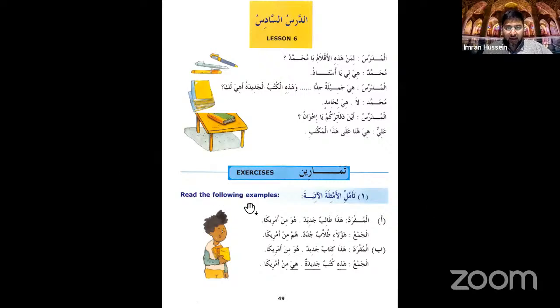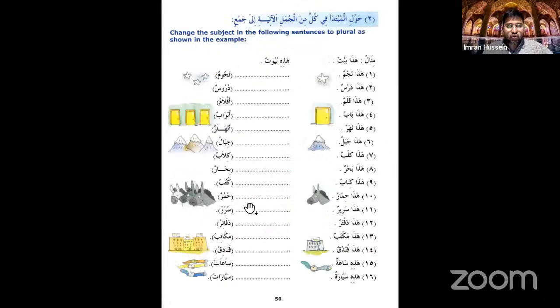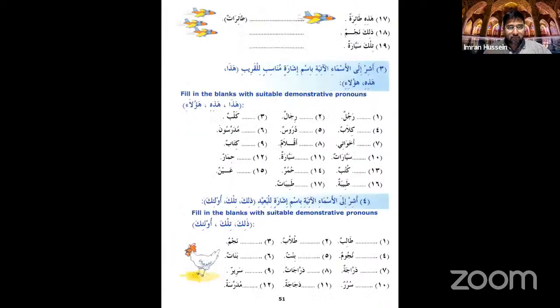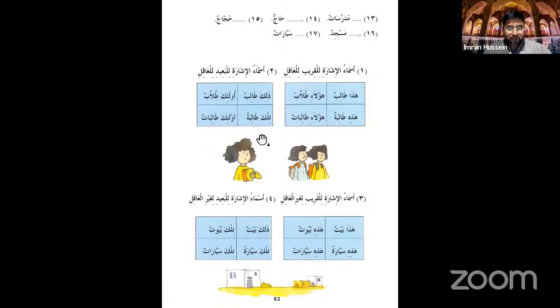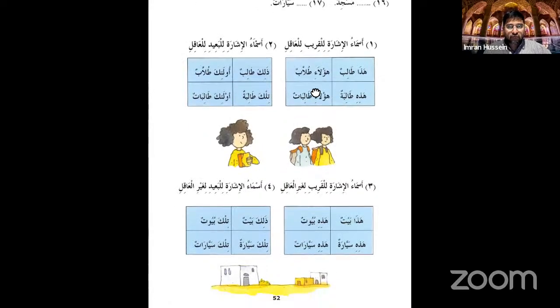So lesson 6 itself is talking about plurals. Now, plurals are of two types. There are plurals for human beings, called lil-aqil, and there are plurals for li-ghayri aqil. So these are the two types of plurals you have, aqil and ghayri aqil. Aqil means rational plurals and ghayri aqil means irrational plurals.